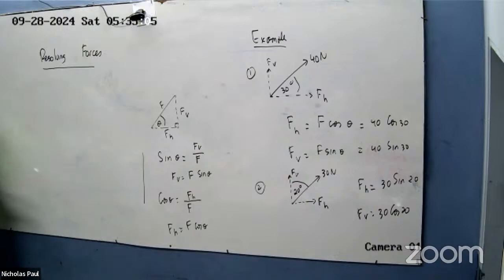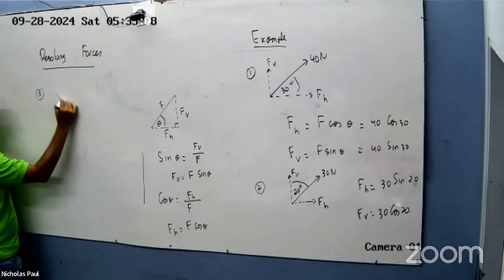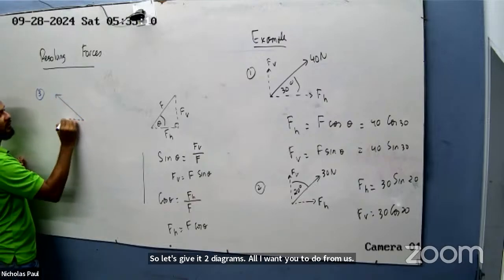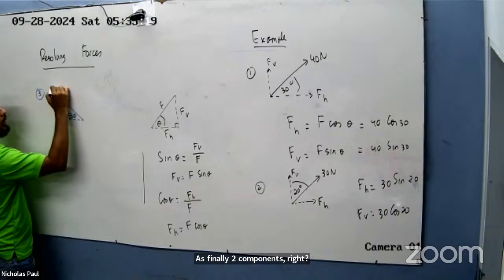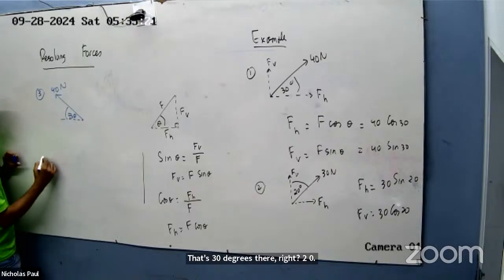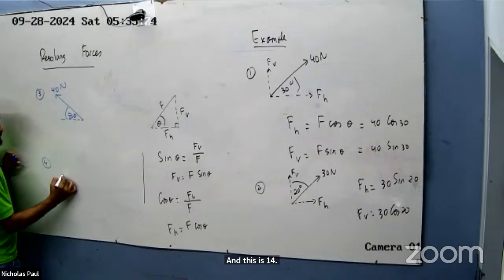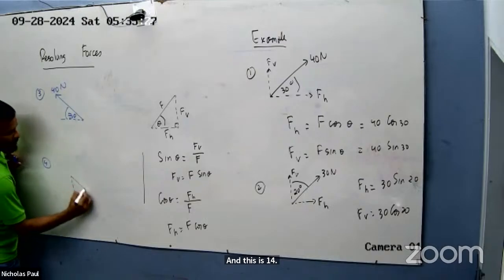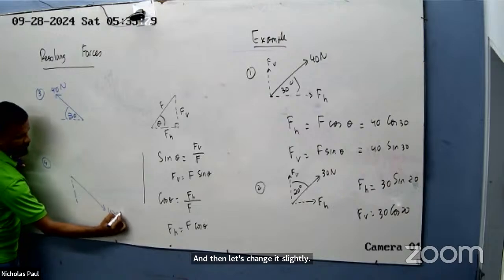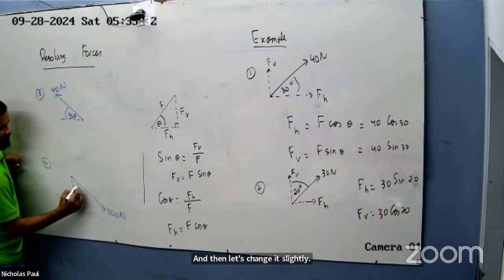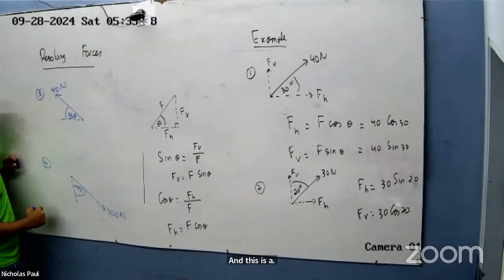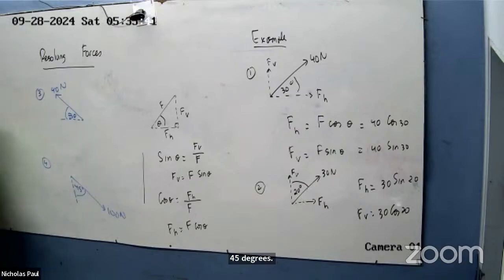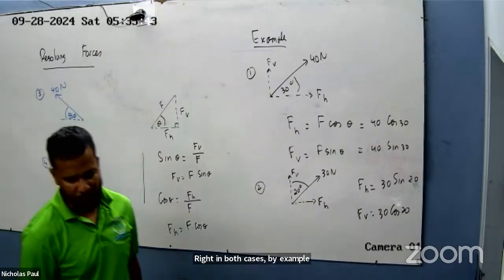Right, so let's give me two diagrams. All I want you to do for me is to find the two components, right? That's 30 degrees there, right? 30. And this is 40 newtons. And then let's change it slightly. Right, this is 100 newtons, and this is 45 degrees. In both cases, find the horizontal and the vertical components.